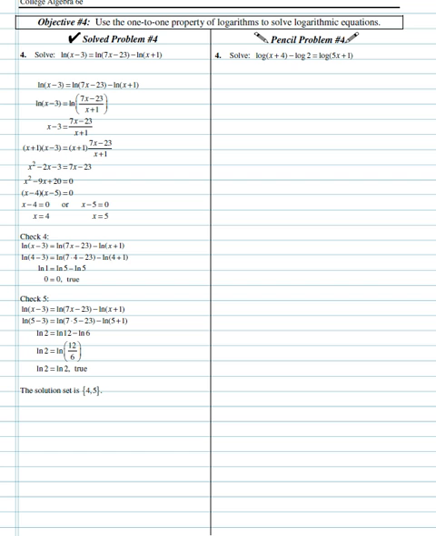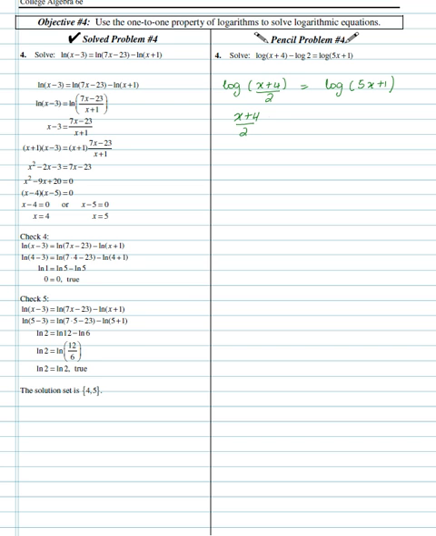Solve log x plus 4 minus log 2 is equal to log 5x plus 1. The first thing I gotta do is make sure I have a single log on both sides. So the subtraction of logs now becomes division of logs. Now once I have logs on both sides with the same base, I simply work with the numbers.